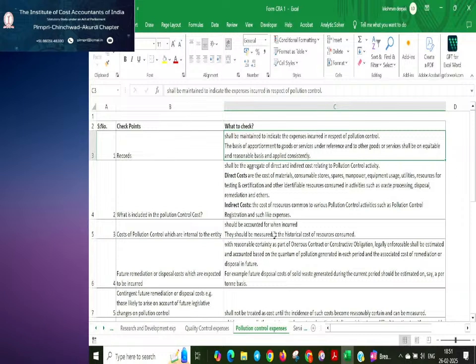There is no separate head for pollution control. You have something called utility. In utilities, I told you, power comes, fuel comes, steam you get, and what else, water, RO water. So similarly, ETP or WTP will be treated as a utility. So that is one of the cases.